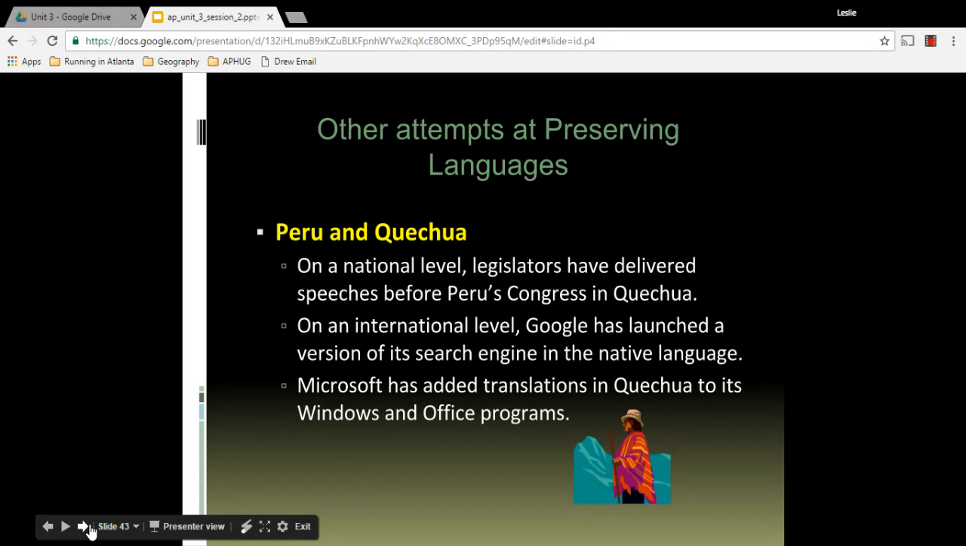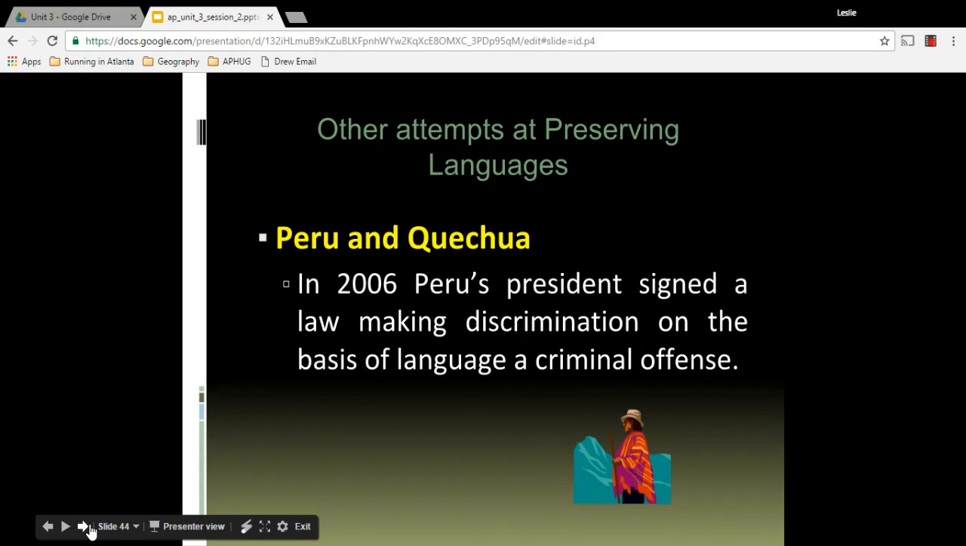So on a national level, legislators in Peru have delivered speeches before Peru's Congress in Quechua, and that's a very symbolic gesture about the importance of preserving the language. On an international level, Google has launched a version of its search engine in the native language, and Microsoft has added translations in Quechua to its Windows and Office programs. In 2006, Peru's president signed a law making discrimination on the basis of language a criminal offense. So you can see that this is a pretty major attempt to preserve a language.